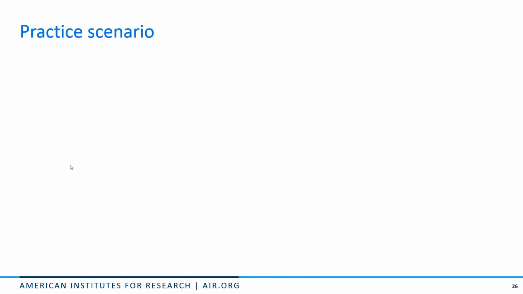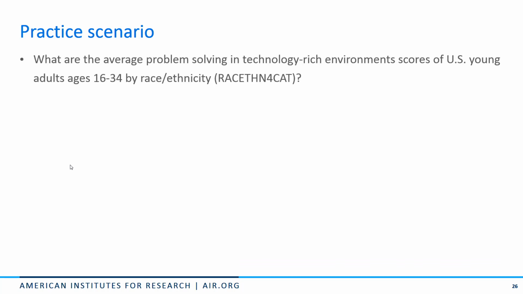Now it is time for a practice scenario to test what you have learned in the previous examples. On your own, you can work on answering the question, what are the average problem-solving and technology-rich environment scores of U.S. young adults ages 16 to 34 by race, ethnicity? You can then create a bar chart to display the results. We will show you the expected results in the next few slides. You may want to pause to conduct your own practice analysis.